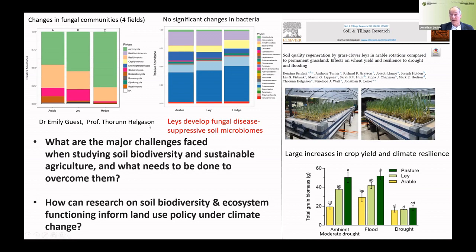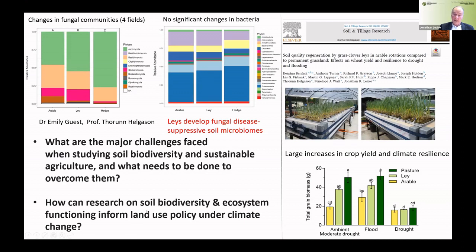And interestingly, actually, we found more pathogens in the ley, but less pathogenesis in the plants that were grown in the ley. So there are anomalies that are quite difficult to understand, really. What needs to be done to overcome them? I think we do need to focus on trying to characterize more key indicators that are useful, that really provide good ways of monitoring improvements in biodiversity that lead to functional improvements.